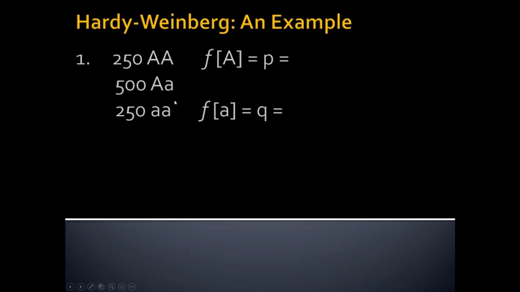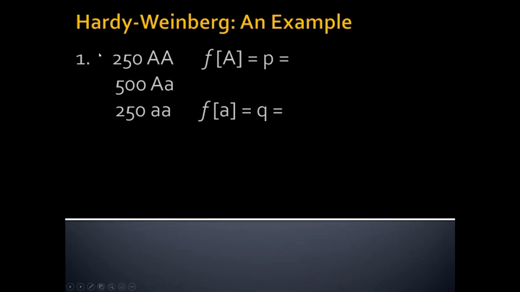Okay, so we want to take these genotype numbers, which we can very easily turn into frequencies, right? If you have 1,000, it's easy. The frequency of the homozygous dominant is 0.25, 250 out of 1,000. The frequency of the heterozygotes is 0.5, and the frequency of the homozygous recessive is 0.25. Okay, hopefully that's pretty straightforward and simple so far.